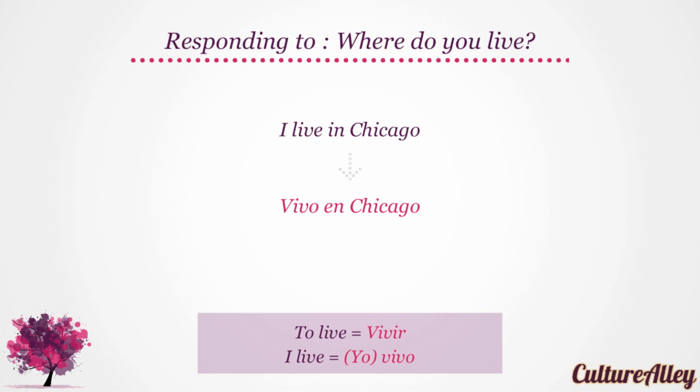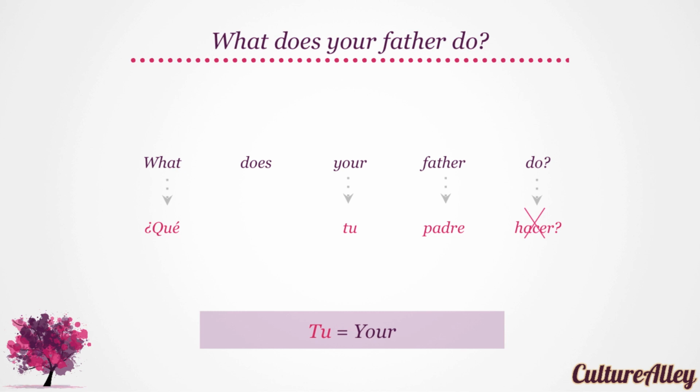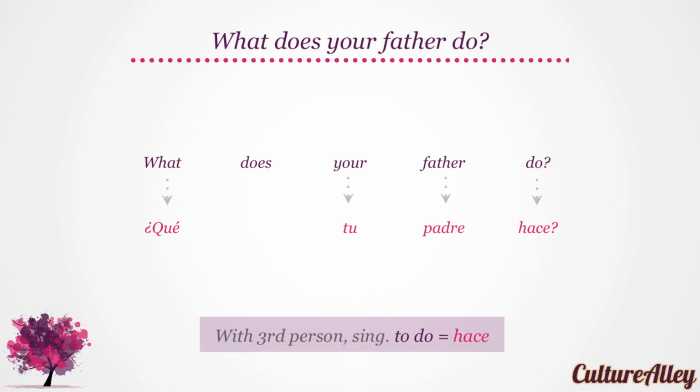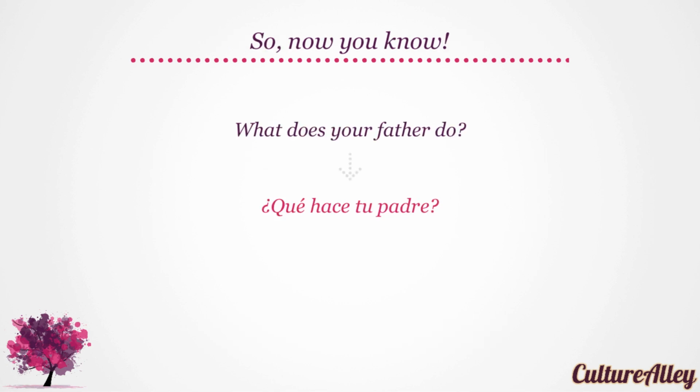Great! Our last question for the day is, what does your father do? Looking at it word by word, what translates to qué. Your is tu. Father translates to padre. And to do becomes hacer, but again, we need to conjugate it. With third person singular, or your father, to do changes from hacer to hace. So now you know, what does your father do translates to ¿Qué hace tu padre?